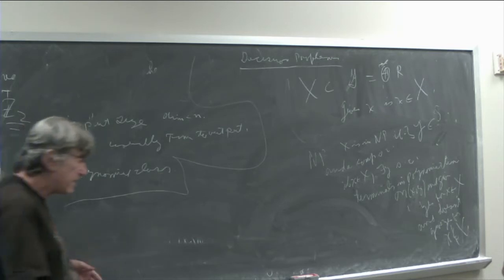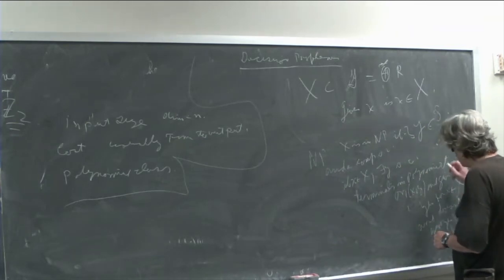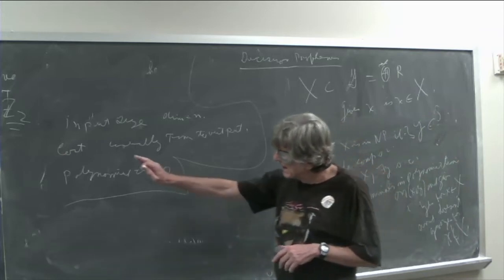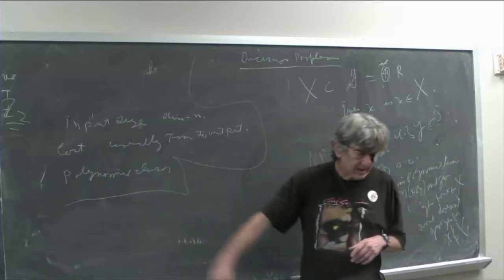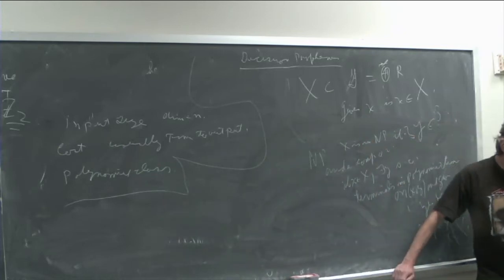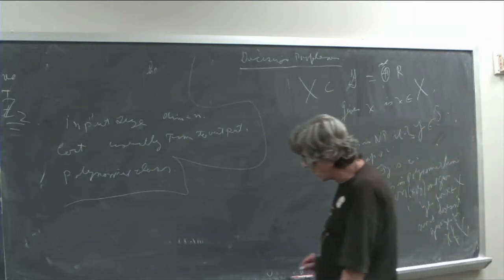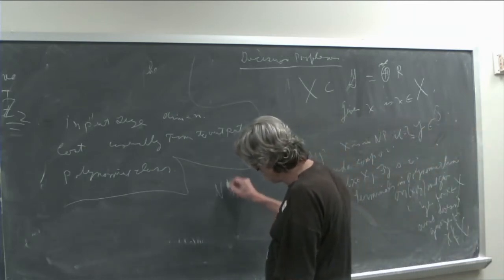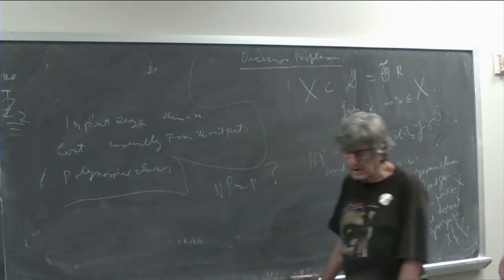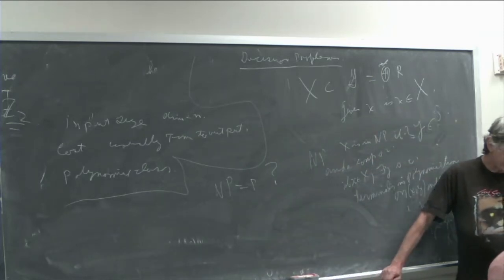So now the big problem that Steve Cook... I think it was a guy by the name of Edmonds who isolated this polynomial class. And then I think Steve Cook made the relationship between P and NP. So the problem that arises from Cook and Karp's work is whether P equals NP. That would be, if that were true, amazing.